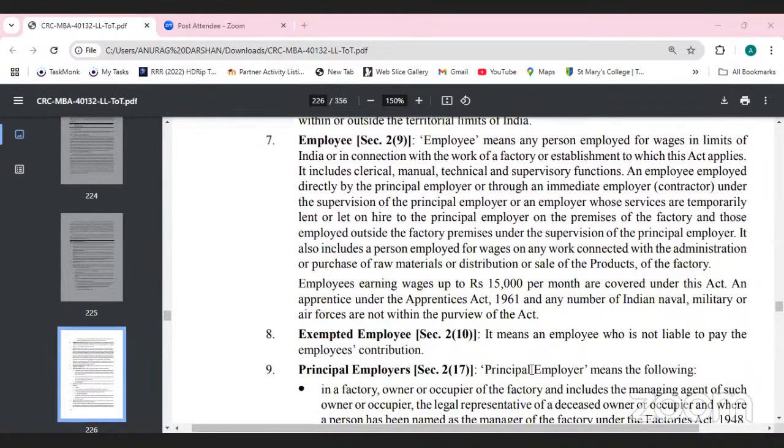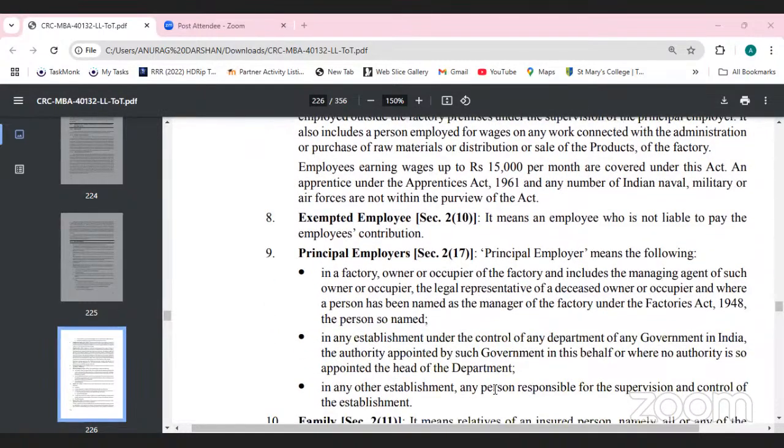Before exempted employees, employees earning wages up to 15,000 per month are covered under this Act. An apprentice is covered under the Apprentices Act 1961. Any member of the Indian naval, military, or air forces is not within the purview of this Act. And coming to the exempted employee, it means an employee who is not liable to pay the employee's contribution. Principal employer, who is he?